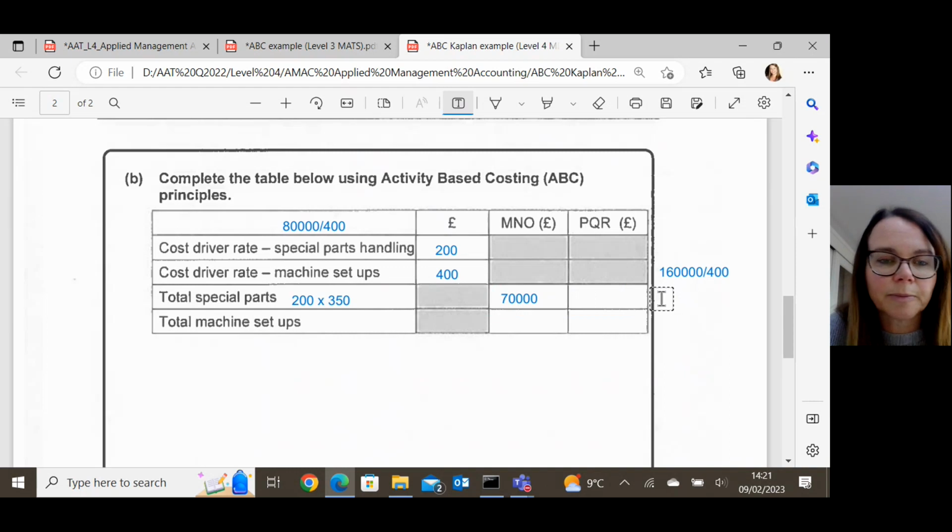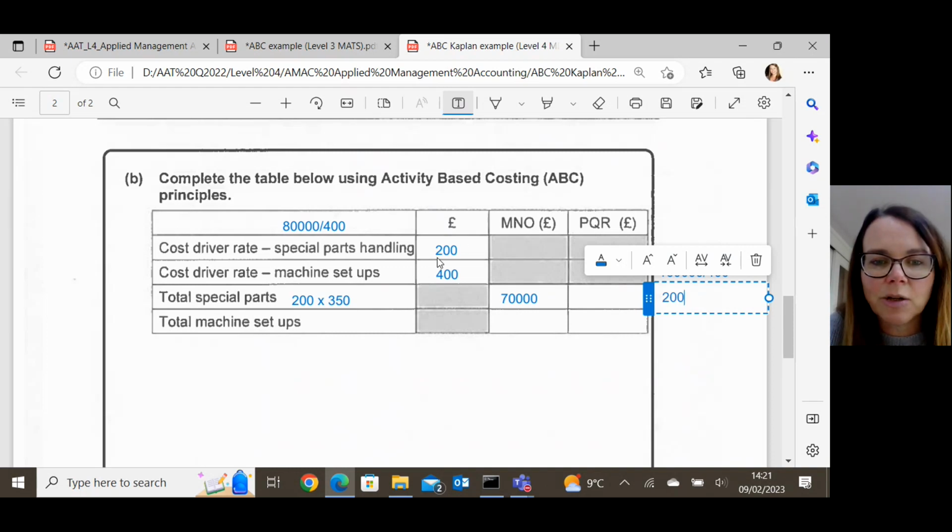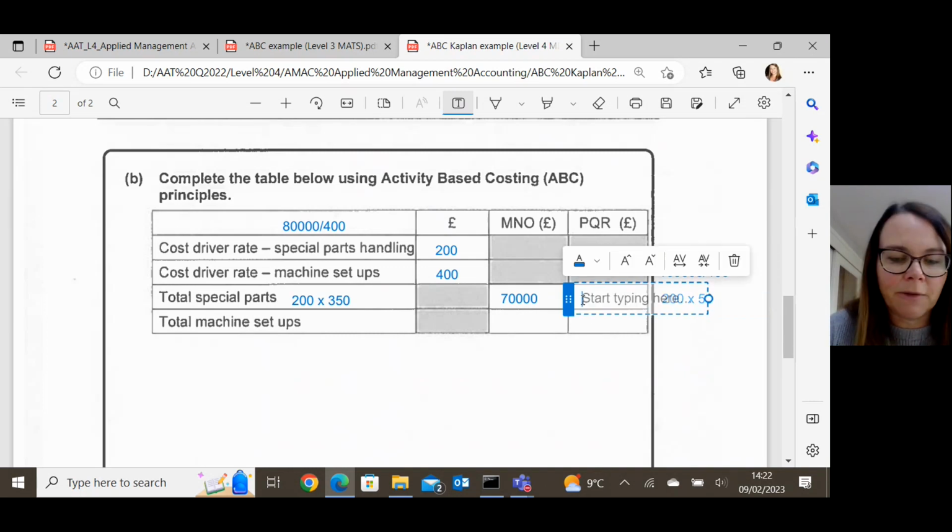For the PQR, I won't go up again, because you know where the figures are coming from now, hopefully. So it's £200 each time it happens. That's this 200. This happened 50 times, so 200 times 50 gives me 10,000.